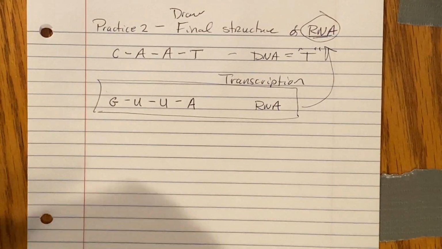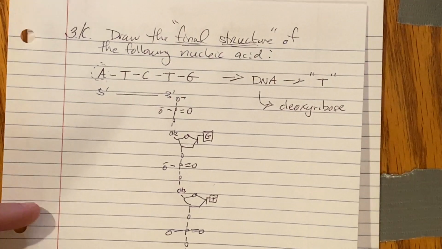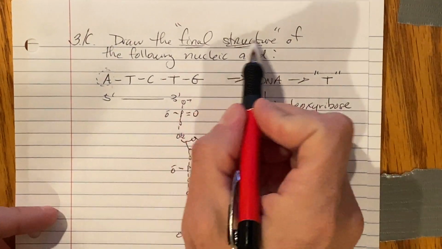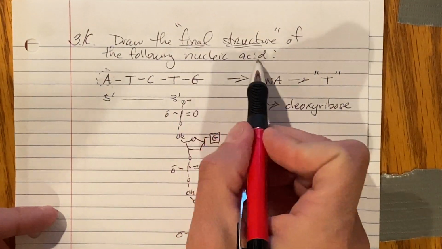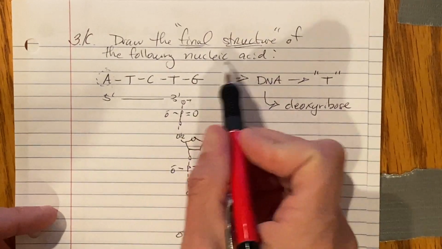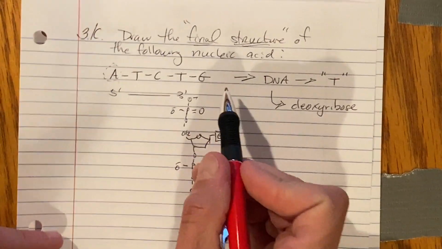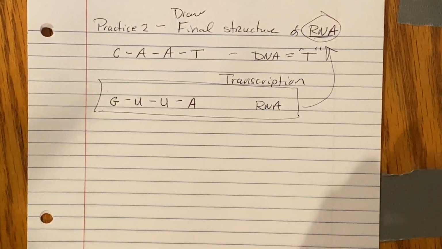You got to be careful though, because now I show you this, you guys get on the exam, you start converting everything. No. Okay, let's go back to this one. It says draw the final structure of the following nucleic acid. So it doesn't tell you specifically. So you got to draw what I gave you, right? Now on this one, I changed it up.